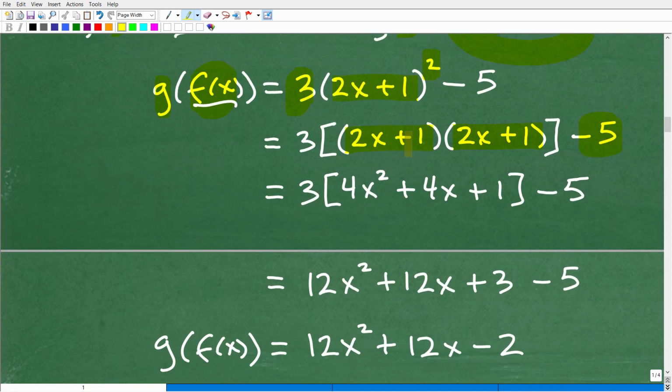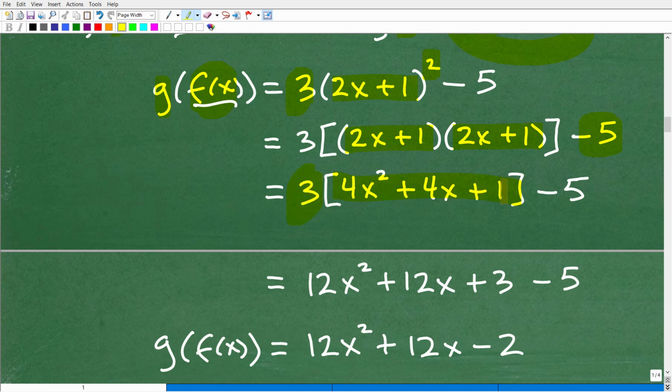So (2x plus 1) squared is 2x plus 1 times 2x plus 1. Got to know how to multiply binomials. If you don't know how to do the FOIL technique and whatnot, definitely check out additional videos on my YouTube channel, or just sign up for my algebra course. I teach this all completely comprehensively. But here's the answer to that. When I multiply these two binomials together, I get 4x squared plus 4x plus 1.